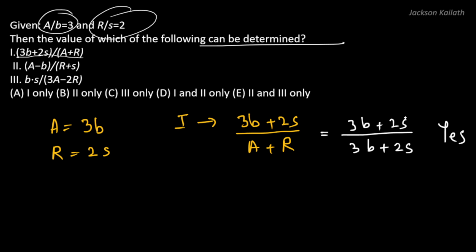And over here you can see that the numerator and the denominator are one and the same. So they'll cancel out and you will get 1, right? But the important thing is, yes, you can determine the value. So for statement 1, it's a yes.